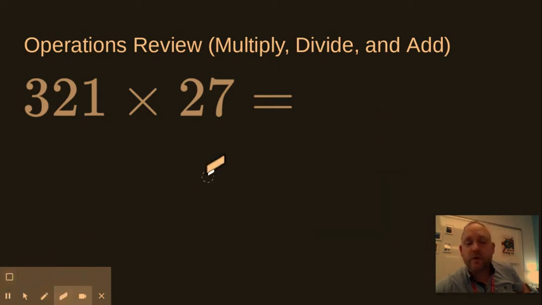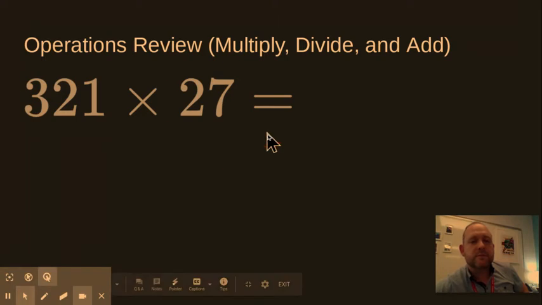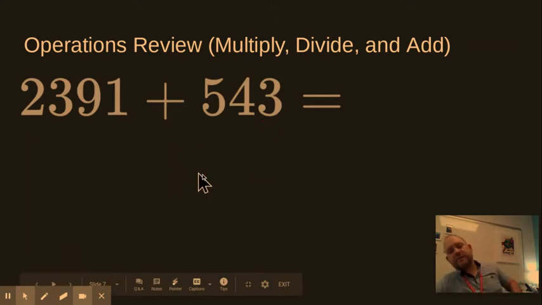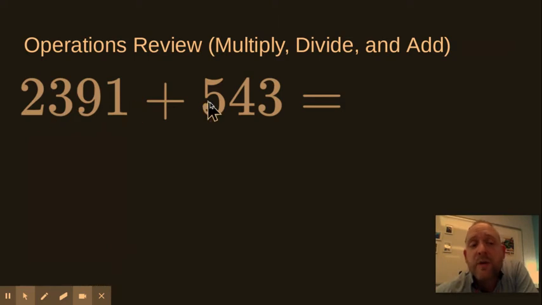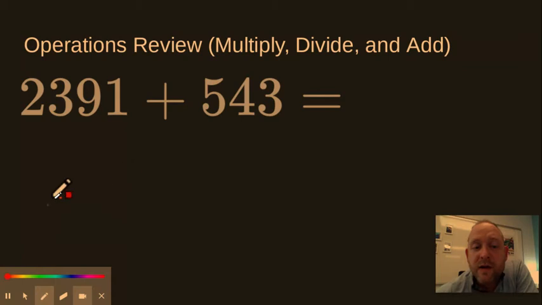Let's try one more together. We got our addition here. So for addition today, I've got 2,391 plus 453. Go ahead and rewrite that out. I'll show you how in just a second if you've forgotten how, but go ahead and try that out on your own, and we'll go over the question in just a moment. All right, guys, here we go.